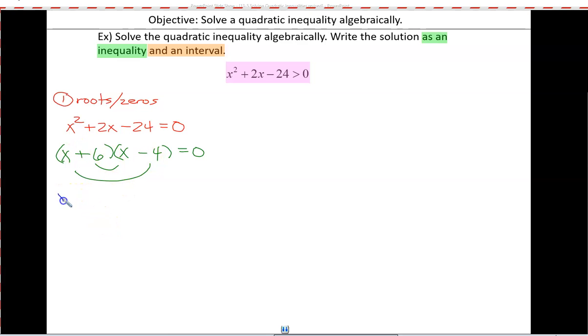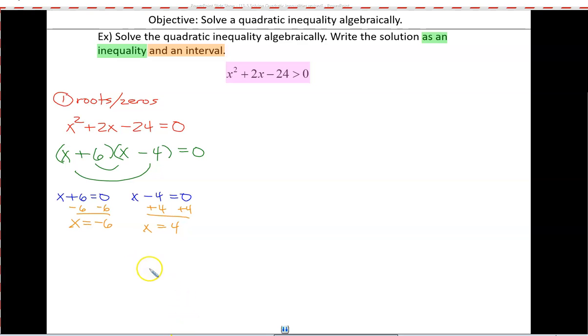So now we know that either x plus 6 has to equal 0, or x minus 4 has to equal 0. Solving each of those, for the first one we subtract 6 from both sides, giving us x equals -6, and for the second one we must add 4, giving us x equals 4.